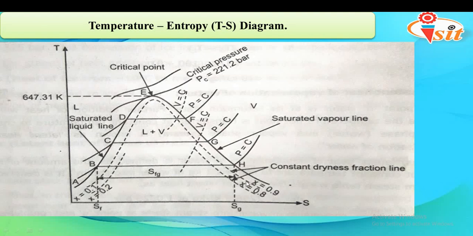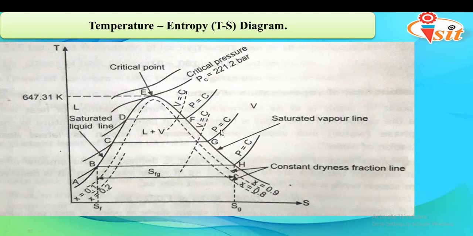So as we move towards this, or if we consider this line, we can see here X is equal to 0.9, that is 90% moisture is... If we consider X equal to 0.9, or if we consider X on this line, which is nothing but the saturated vapor line, then it represents that we are having 100% steam. Okay, so the higher the value of X, the lesser the moisture content.